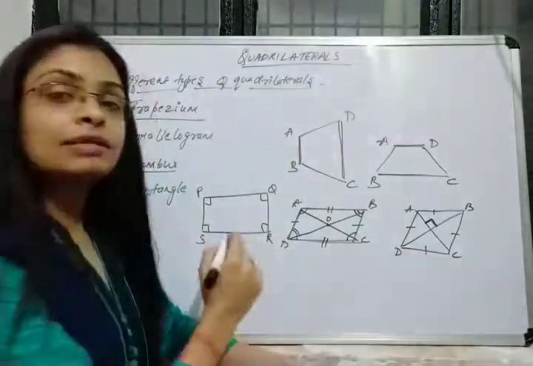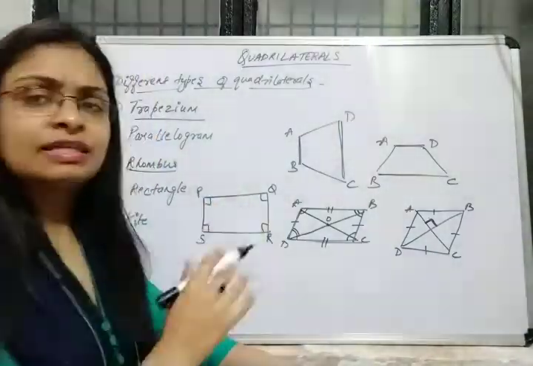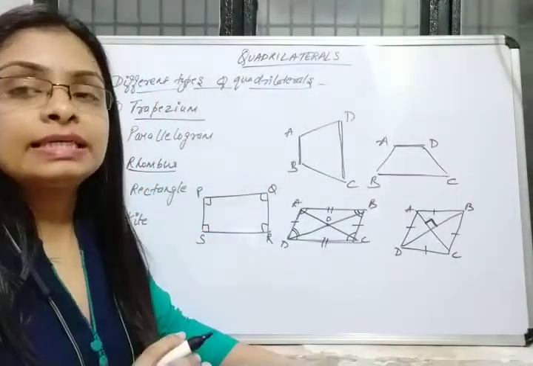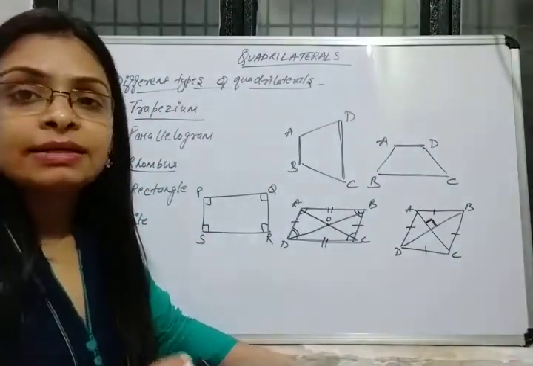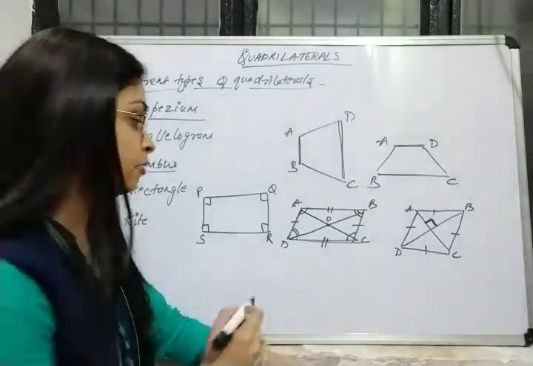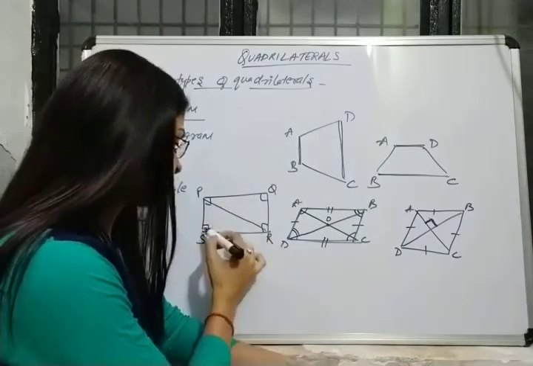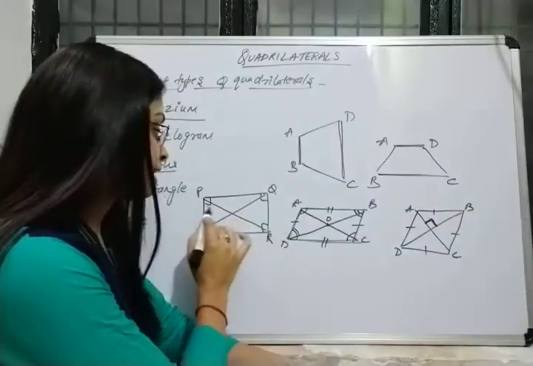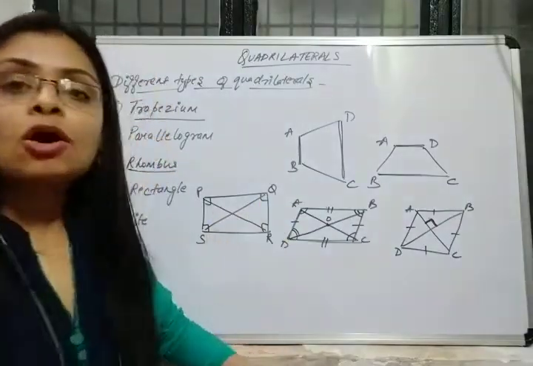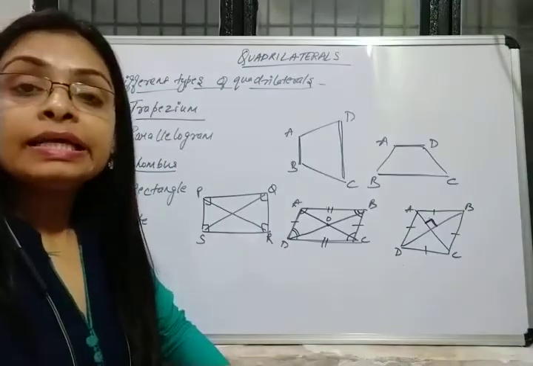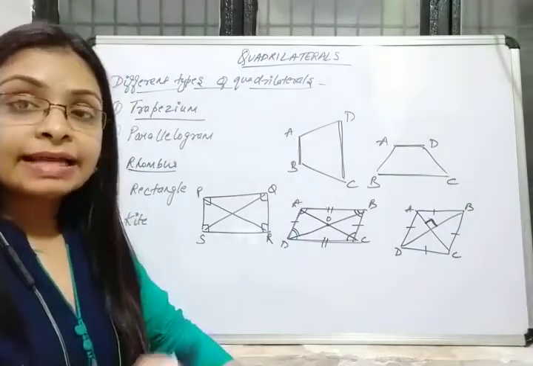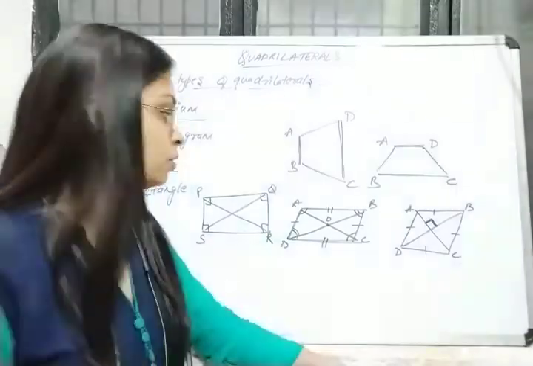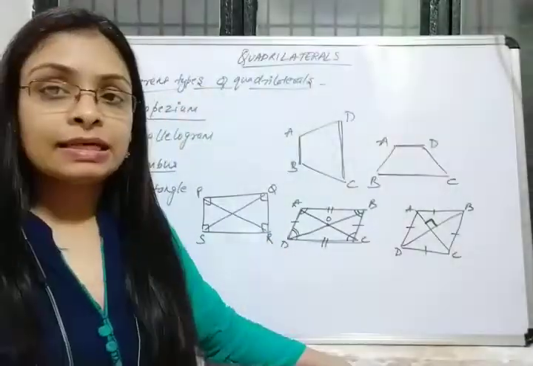So rectangle is a parallelogram in which at least one angle, if one angle is 90 degree, interior angle, then it is a rectangle. And there is one more property of rectangle. Its diagonals bisect each other. But the diagonals, that is PR and QS of rectangle, are equal. What? The diagonals of the rectangles are equal. So the diagonals of a rectangle are equal.